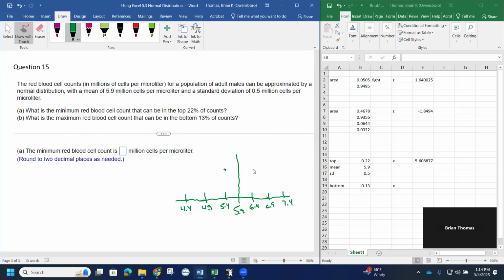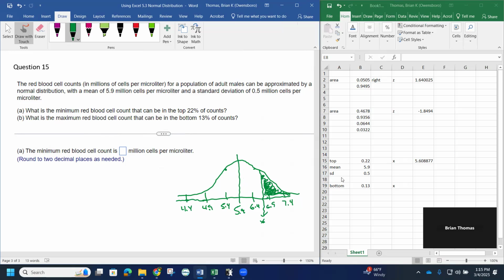So if I draw my normal distribution curve, it's going to take on this look here. Now the question is, what's the minimum red blood cell count in the top 22%? So the top 22% is somewhere over here. Notice that if this is 50%, 22% is probably about in this region here, if we're making a judgment call. So what I'm looking for is the x value located here. The top 22% means 22% or higher, so I'm looking for this minimum value for x.